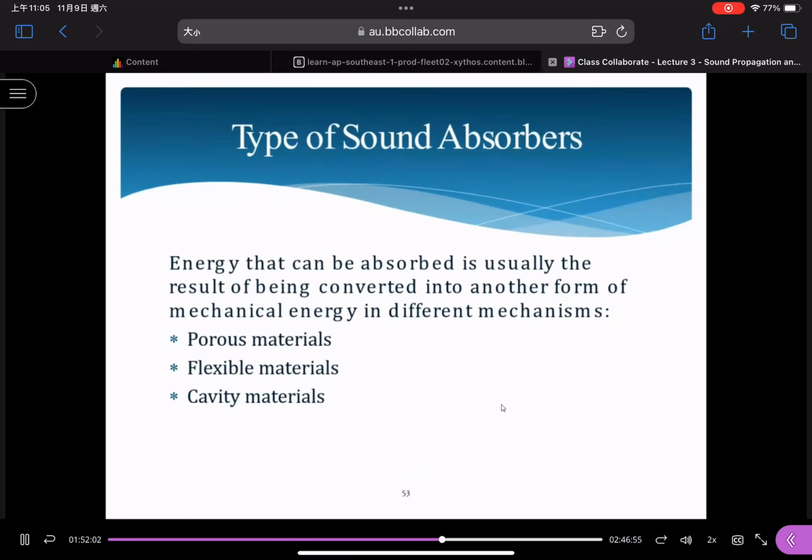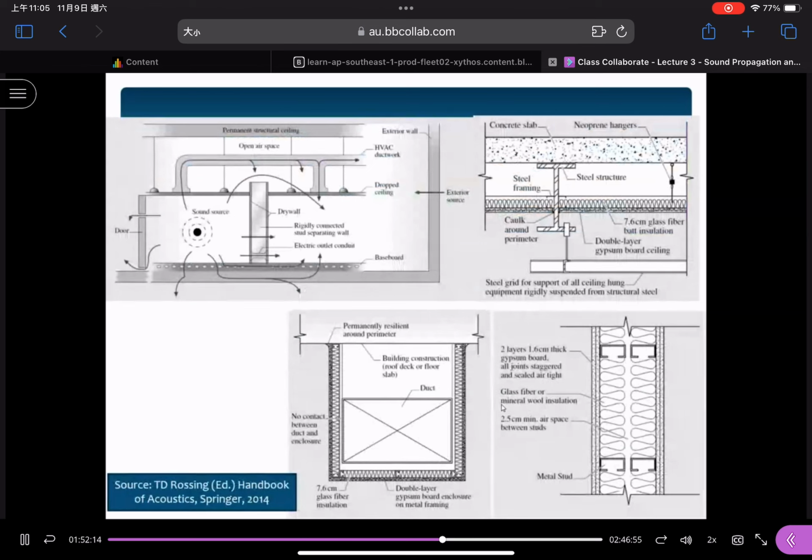For the types of sound absorption materials, we can classify them into three general types. The first one is porous materials, the second is flexible materials, and the final one is cavity. We make use of these three types to achieve absorption effects inside our buildings, whether in ductworks or in our walls. Even in air ventilation ducts, we need to install some materials to enclose the ducts, because under the working effects of a ventilation duct, it could generate noise.